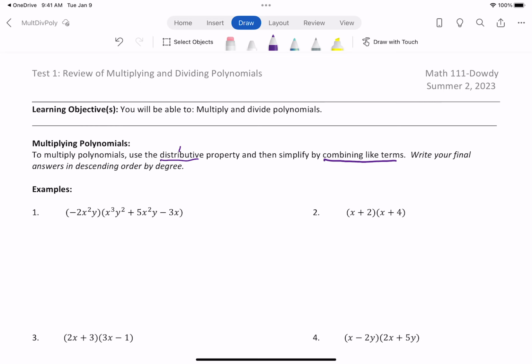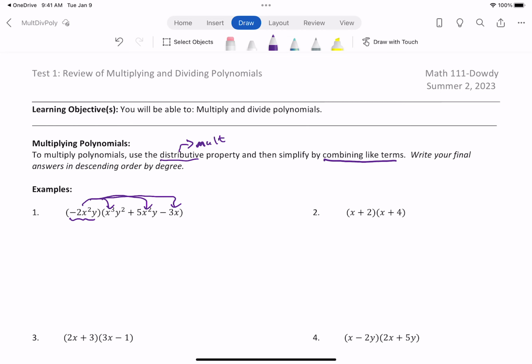When we distribute, that's going to be the same thing as multiplying. So we're going to need the rule that when we multiply like bases, we add the exponents. And we also looked at combining like terms. So for the first problem, if you remember back to the last lesson, we have a monomial, the negative 2x squared y, times a trinomial. So what we need to do is distribute this first term times each one of the three terms.